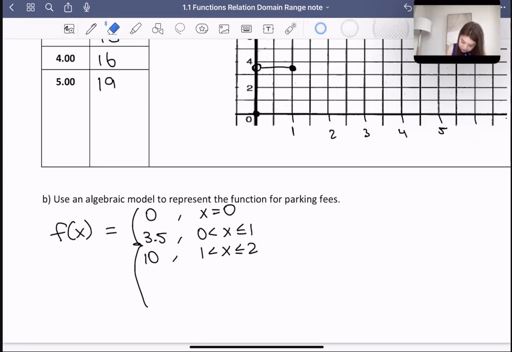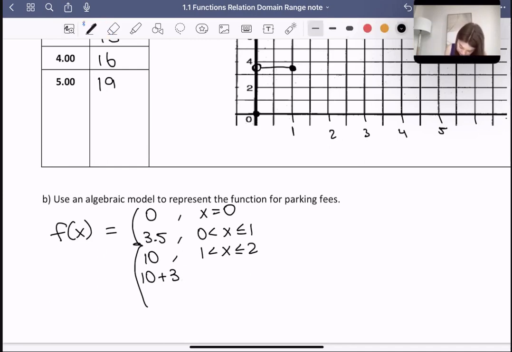I guess we should just say x greater than 2, it would be $10 plus a rate of $3 times the number of additional hours past that point. So I'm just realizing, not the total hours, so not x exactly. Let's fix that. It's not the total hours.